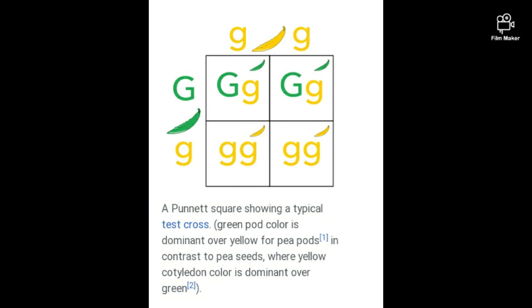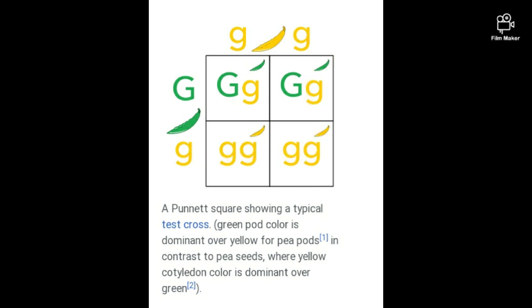We will see where these letters are intersecting. Like in the first block, the small g and the capital green G are intersecting. So we will write capital G and small g, only the capital letter will come first. We will never write small g and capital G like this. Okay, so in the next block on the right, it is capital G and small g. Down we have small g, and down right we have again small g, small g.